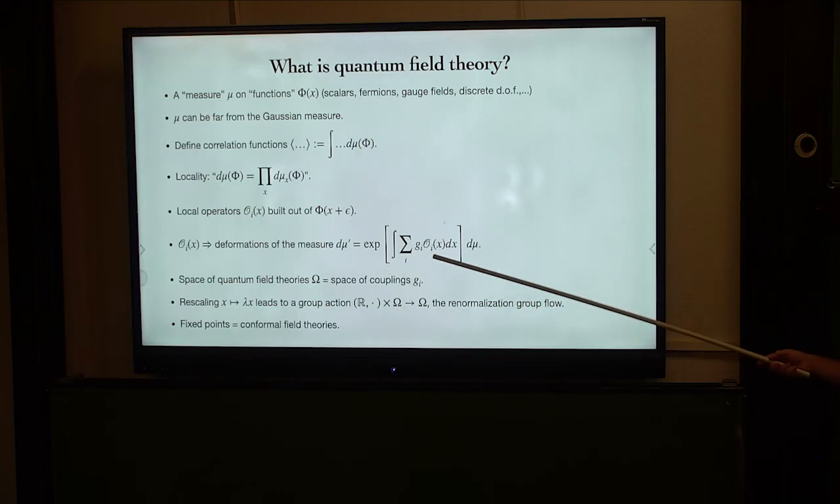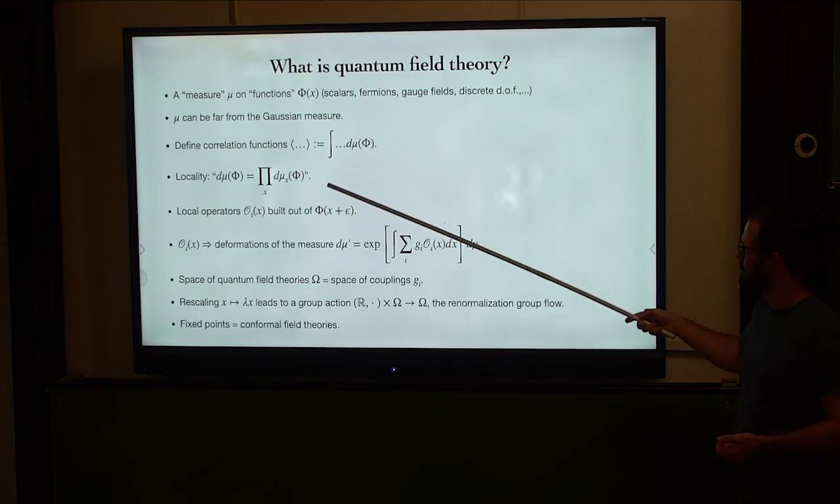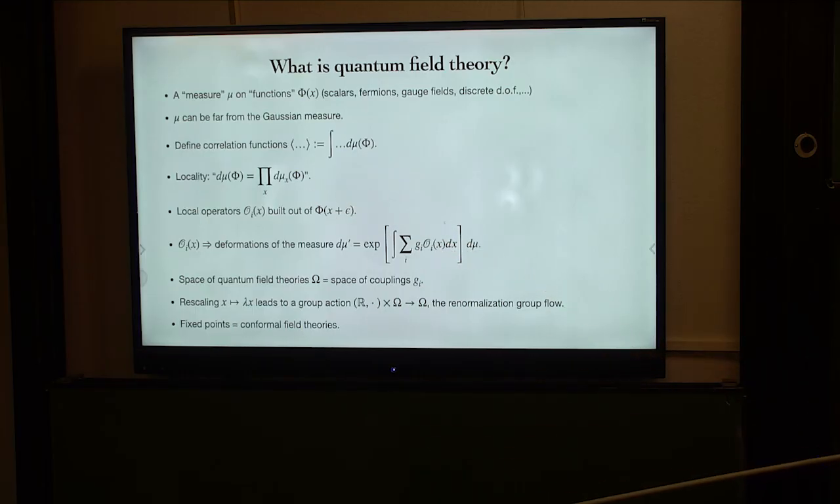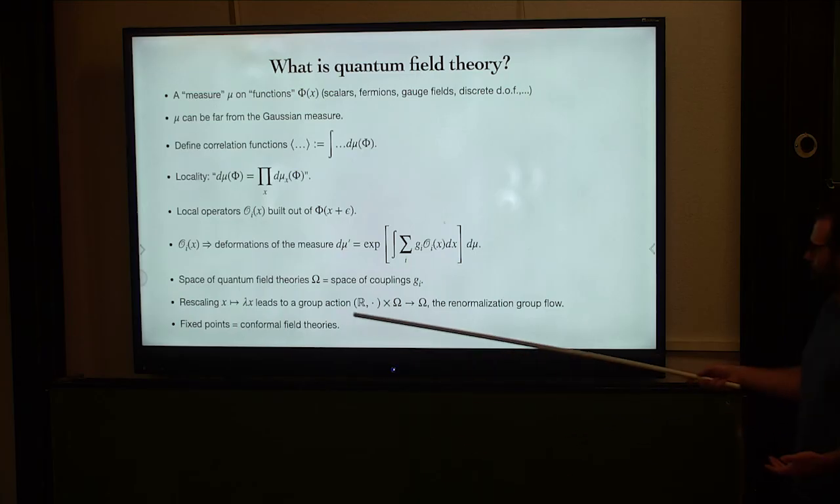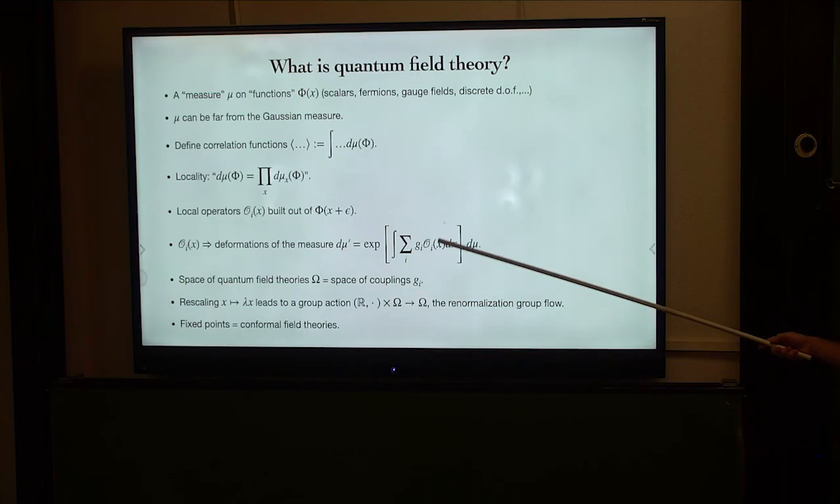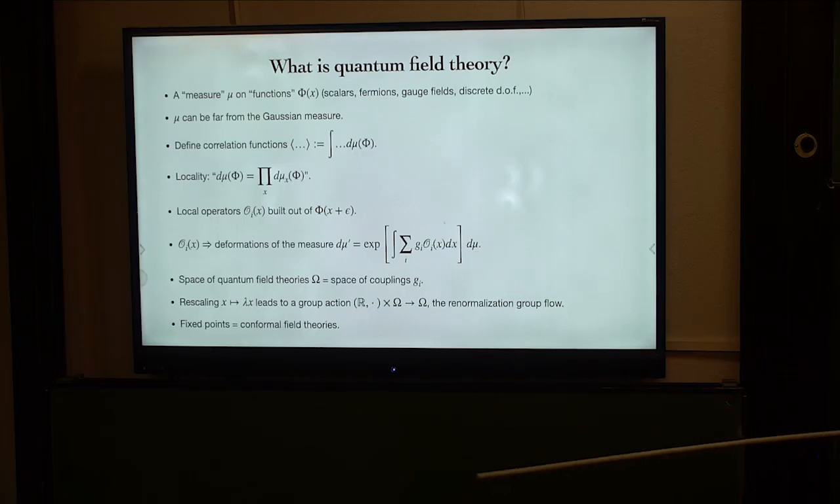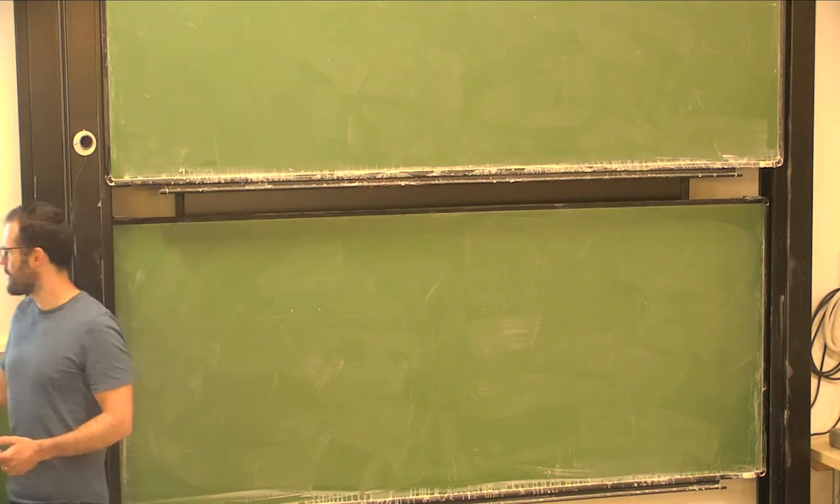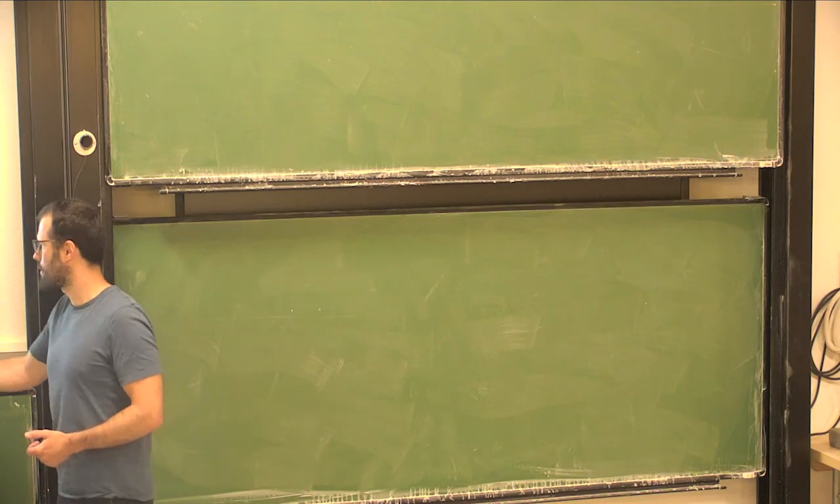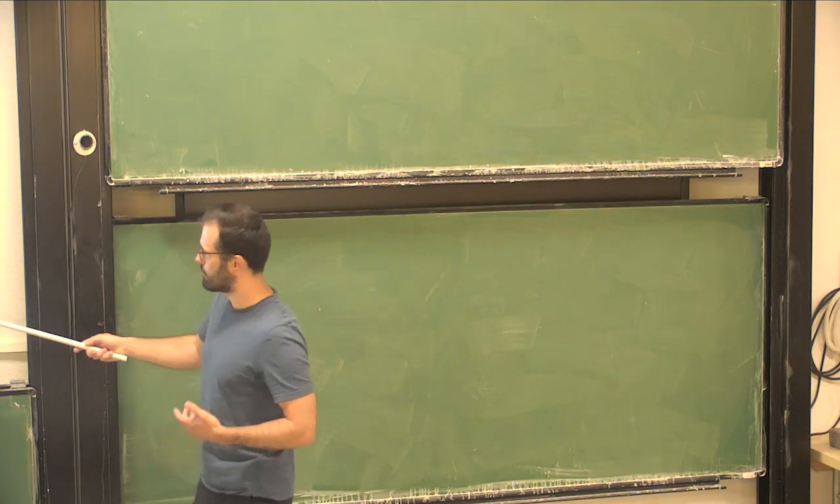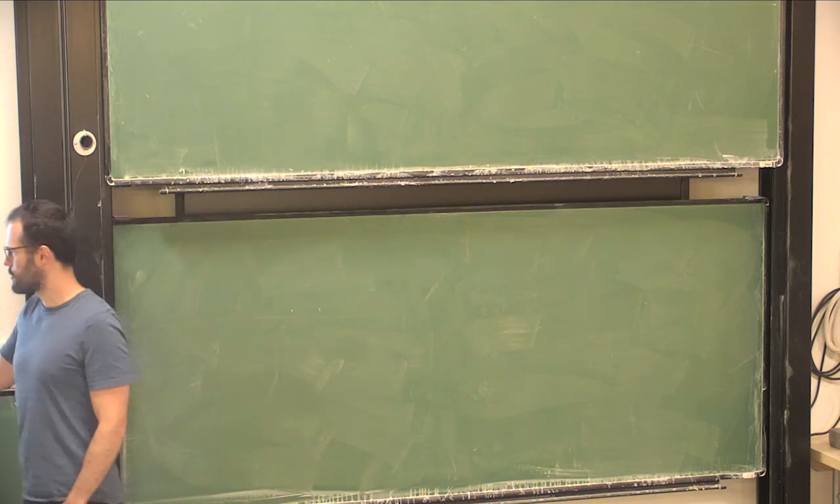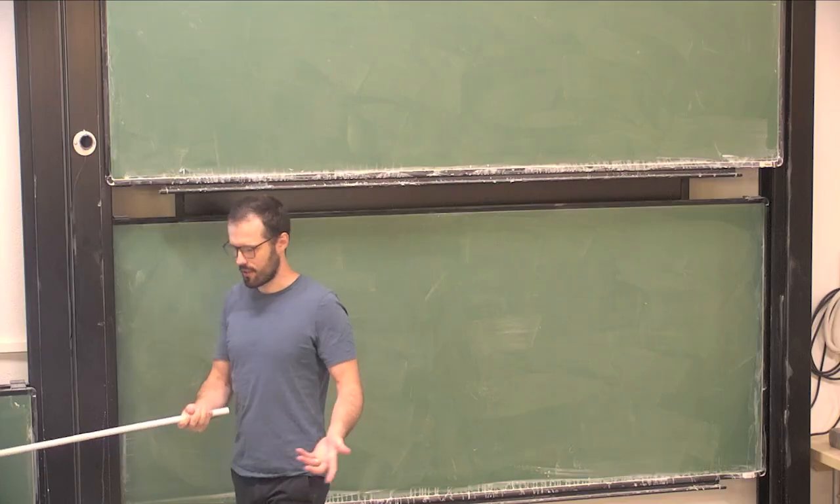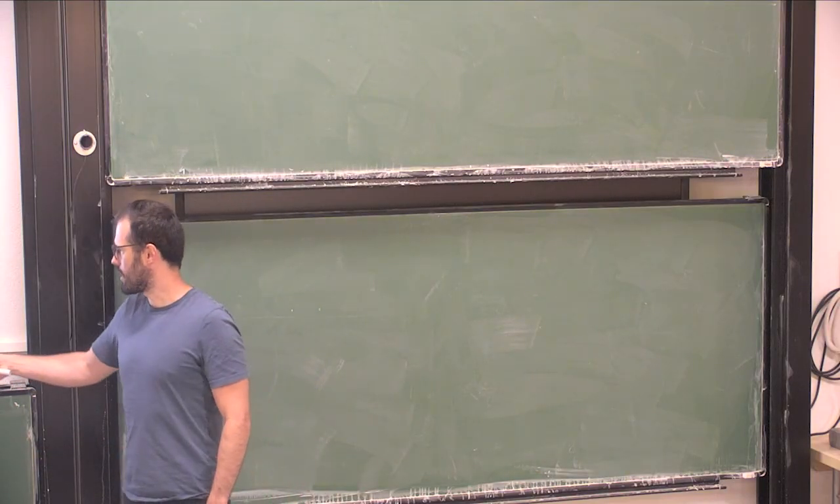So you can add the exponential of a linear combination of these operators to the measure, and this formula will preserve this locality. And then the space of conformal field theories, Omega, is just the space of these couplings you can turn on. The most important observation is that once you rescale space-time, or space, it's equivalent to some redefinition of these couplings. So this is the notion of the renormalization group. And the conformal field theories are supposed to be fixed points of this action of the rescaling on the space of couplings.